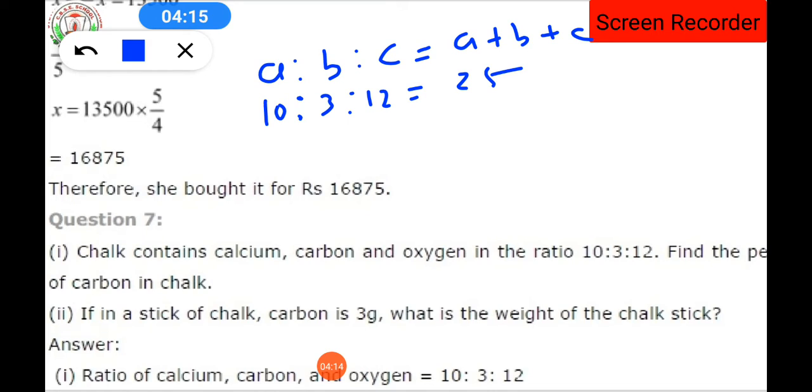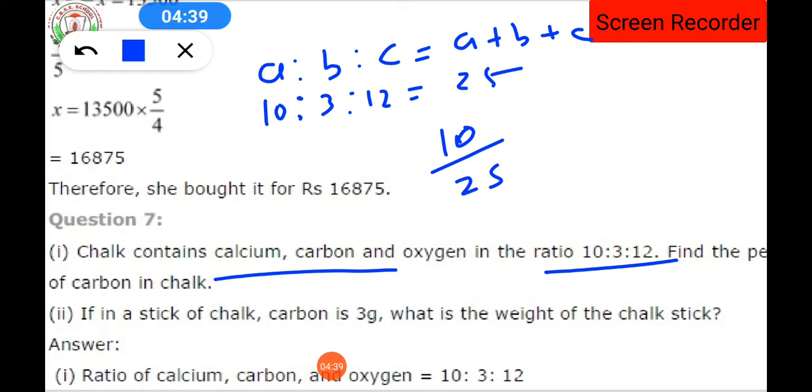Now, 10 is the calcium, 3 is the carbon and 12 is for oxygen. This is only the ratios of the different substances. So converting each part of the ratios into percent. First one is 10, that is calcium. So 10 upon the total ratio 25. Now 10 upon 25 we have to convert into percent, so 10 upon 25 will be multiplied with 100. So this is the calcium, isn't it? 10 upon 25 into 100 we are having.